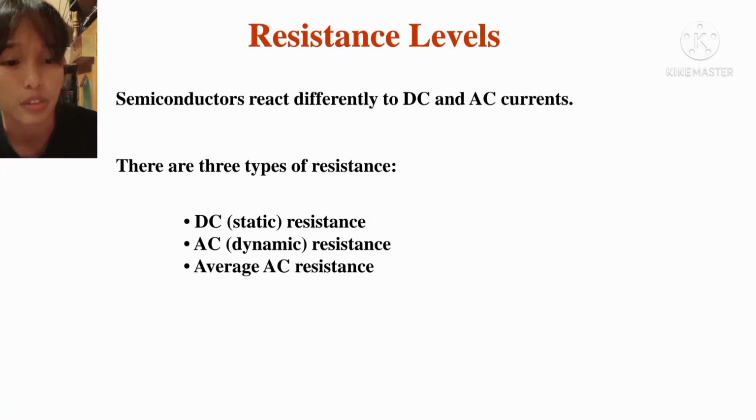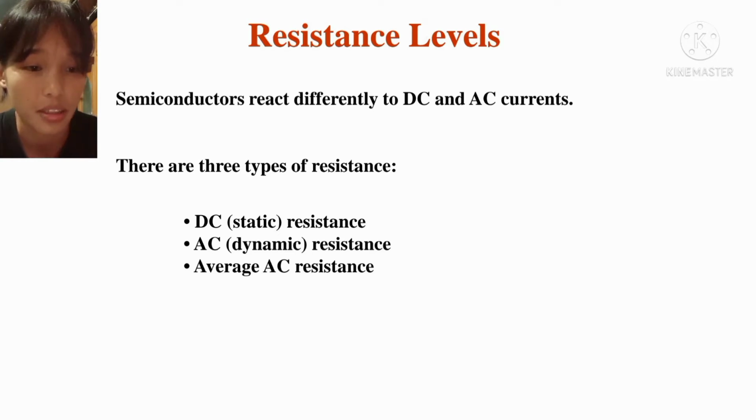Now let's proceed to the resistance levels. Semiconductors react differently to DC and AC current. So there are three types of resistance. First is the DC or the static resistance. Second is the AC or the dynamic resistance. And third is the average AC resistance.